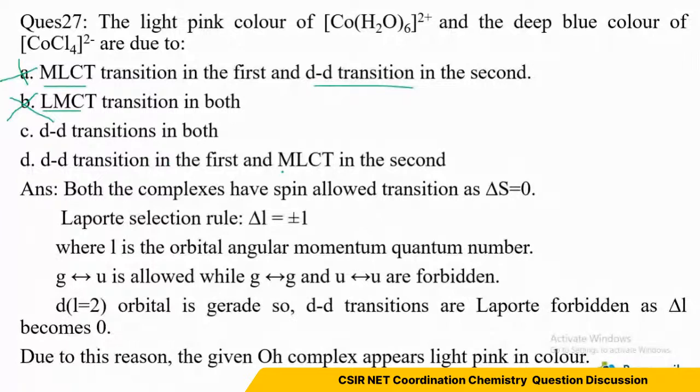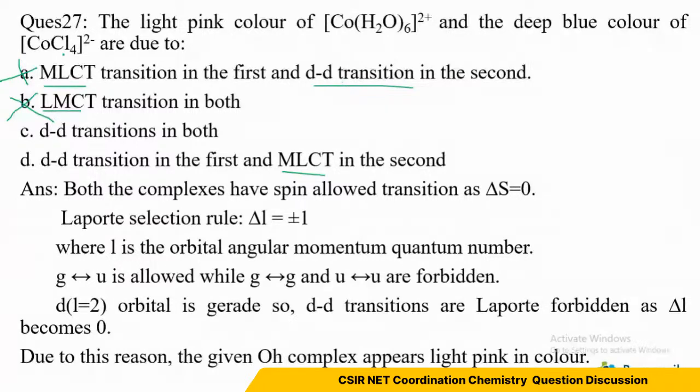Again, MLCT is there. You can see that metal to ligand charge transfer needs a pi acceptor. The pi acceptor ligand should be present, so that the electrons can be donated from the d orbital of the metal to the pi star of the ligand. Okay. So that is also not present. Pi acceptor ligands are not present.